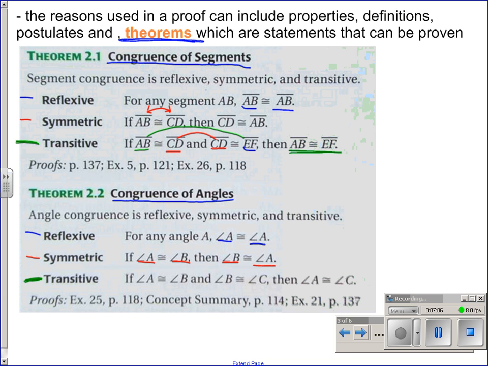It's the same thing down here with angles. It's the transitive property. It's the same pattern of things, whether you're talking about segments or you're talking about angles. All right.